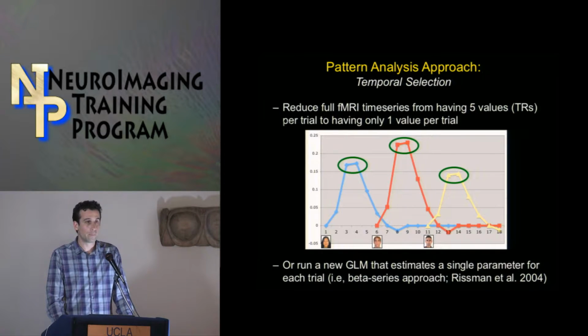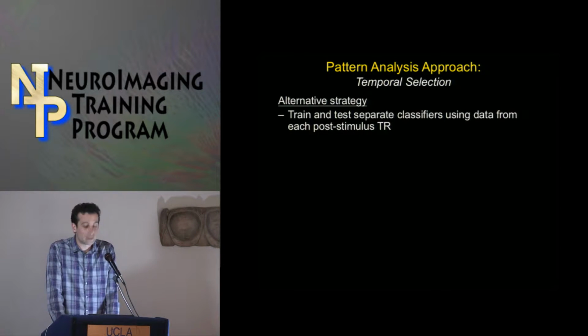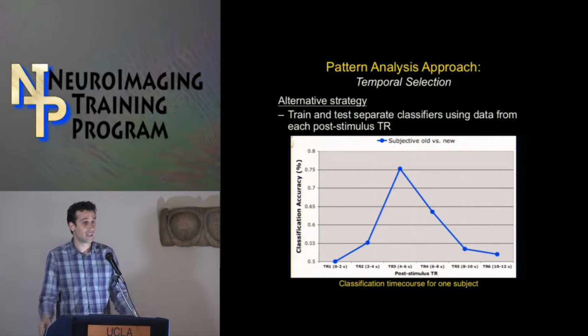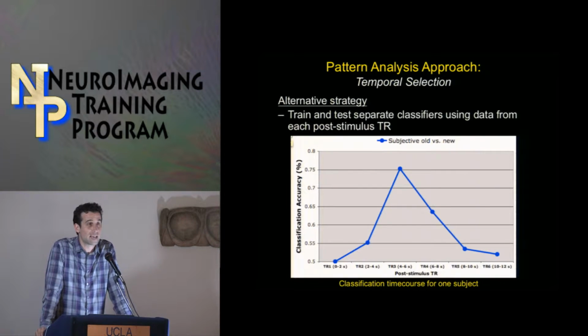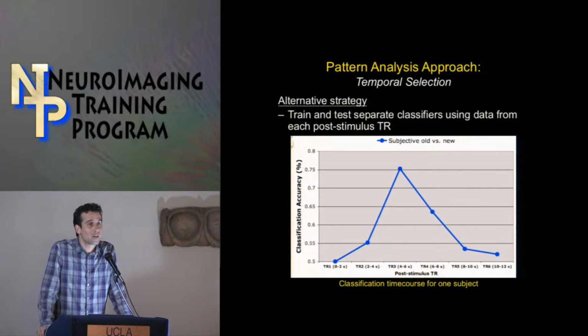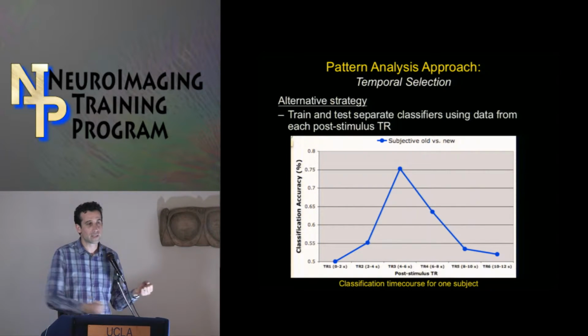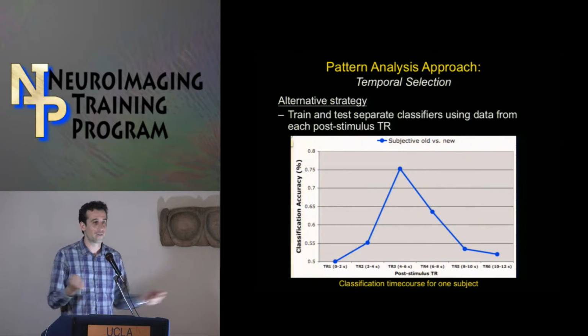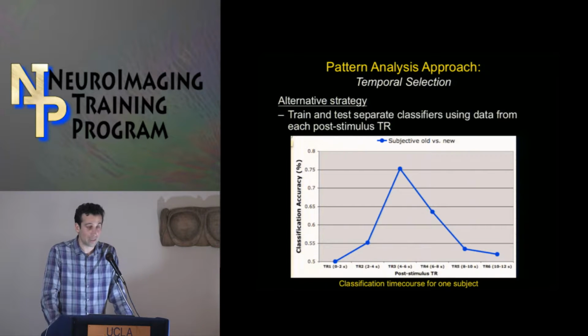You can also run a new GLM that estimates a single parameter for each trial, like the beta series approach I talked about yesterday, or the newer take on it, the Mumford et al. least squares separate approach. An alternative strategy, and I'm seeing it more and more, is that you train and test separate classifiers using data from each post-stimulus TR. What I mean by this is that you don't necessarily know where to expect the peak signal, or you're willing to let the data show you where it is. Or maybe you're even interested that the prefrontal cortex can decode something first and then parietal cortex decodes it later. And if you have a fast enough TR, you might see that the peak decoding in different regions differs.